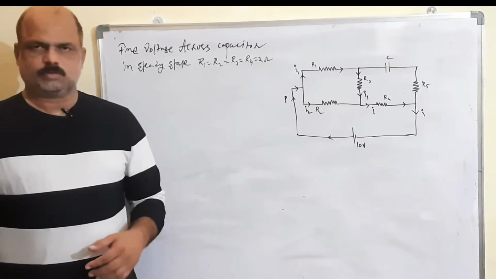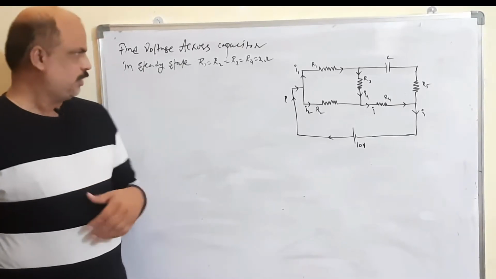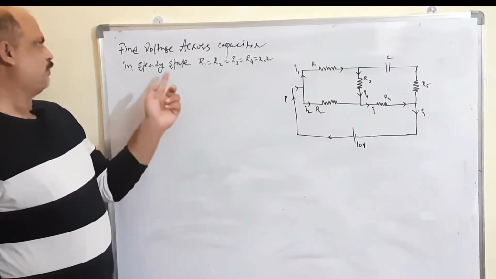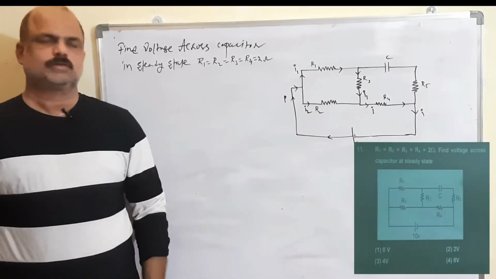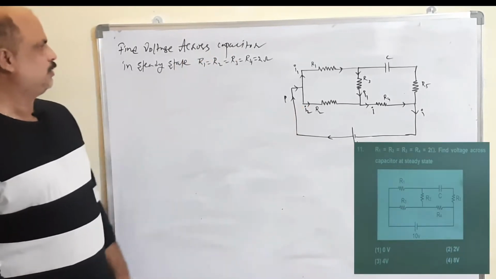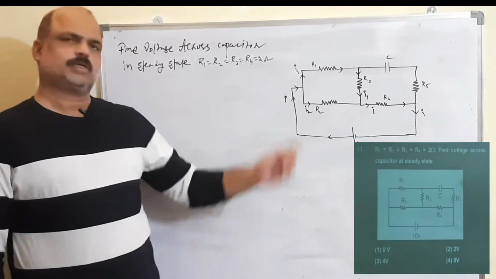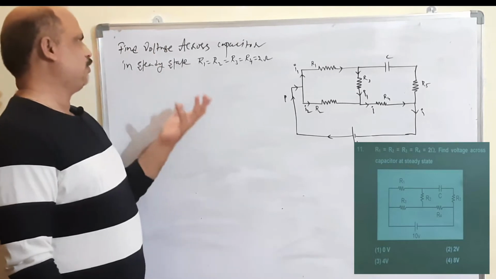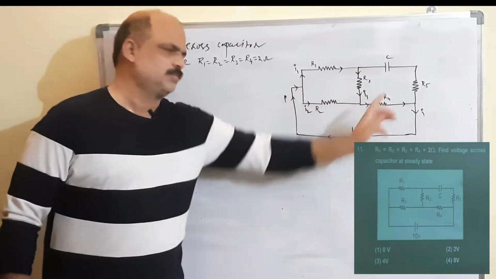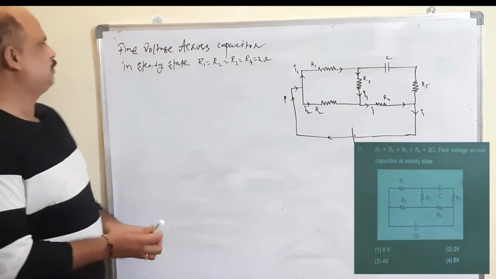So let us start another question. Find voltage across capacitor in steady state. So this is a circuit. In this circuit there is a capacitor. We want to find out voltage across capacitor in steady state.